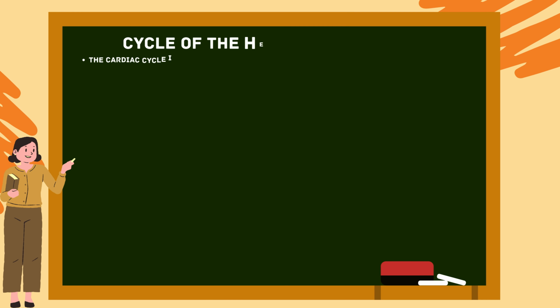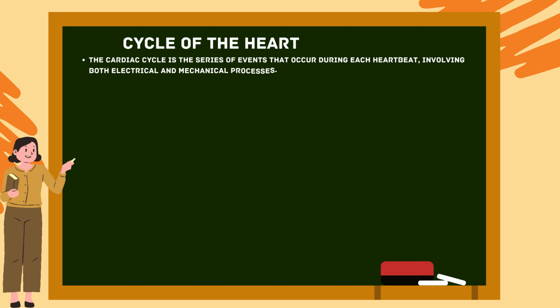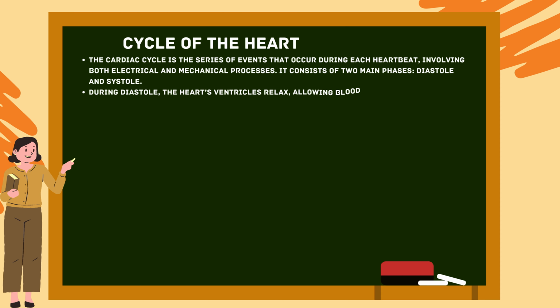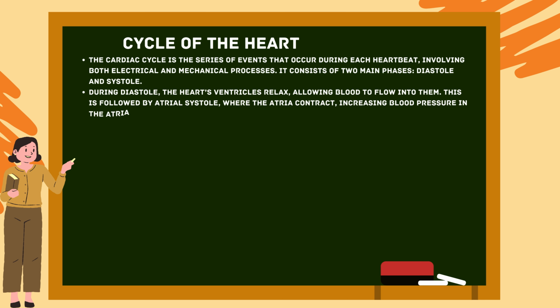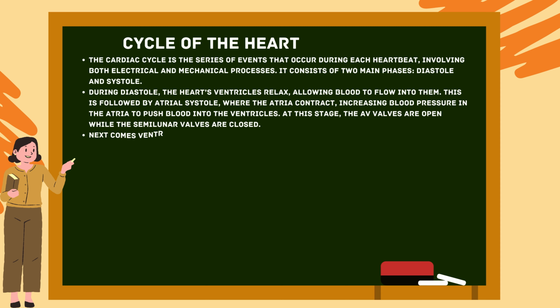Cycle of the heart. The cardiac cycle is the series of events that occur during each heartbeat, involving both electrical and mechanical processes. It consists of 2 main phases, diastole and systole. During diastole, the heart's ventricles relax, allowing blood to flow into them. This is followed by atrial systole, where the atria contract, increasing blood pressure in the atria to push blood into the ventricles. At this stage, the AV valves are open while the semilunar valves are closed.